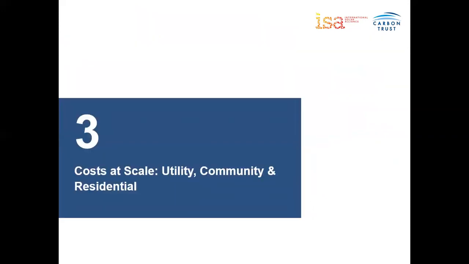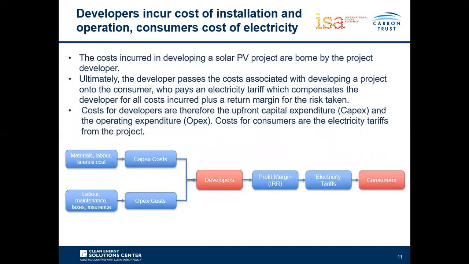So let's have a look at the costs associated with solar PV at the different scales. It's important to separate the costs to the developer and the costs to the consumers. So when we speak about developer costs, we are looking at the capital expenditure, the CapEx, and the operating expenditure, the OpEx. The CapEx is the upfront capital needed to get a project commissioned and includes the materials, the equipment, labor, cost of finance, and those sorts of things.